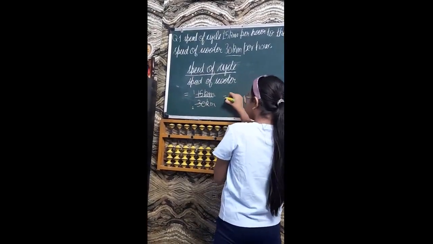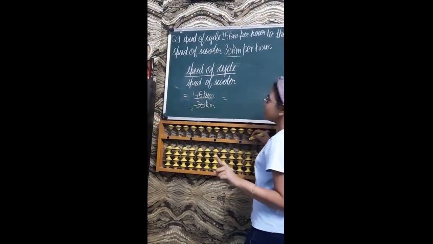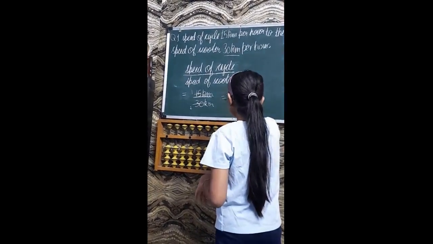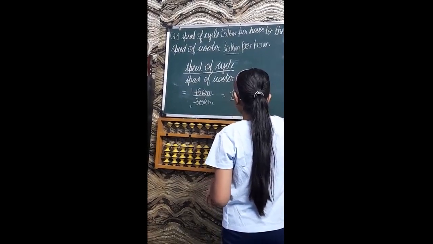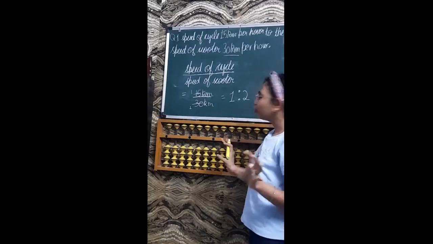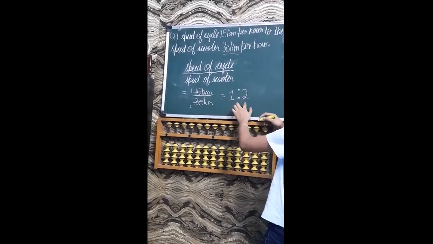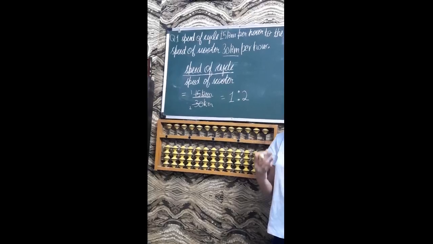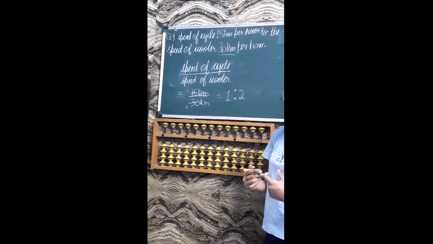Now let us write its answer. How will we write and how will I say the answer? You have to see and listen properly. My answer is 1 is to 2, not 1:2, not anything. We don't have to write like this. We have to write like this only. 1 is to 2. That's my correct answer. You don't have to write kilometer because we are taking out the ratio. Correct.